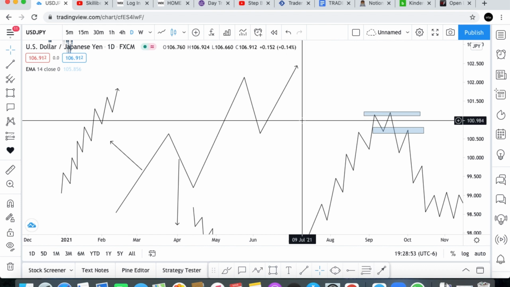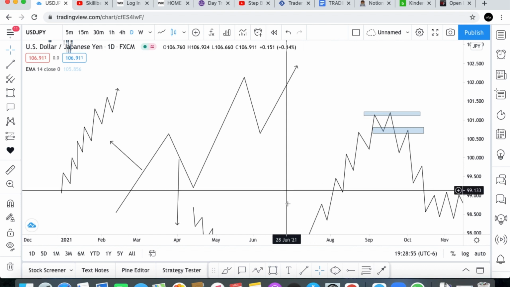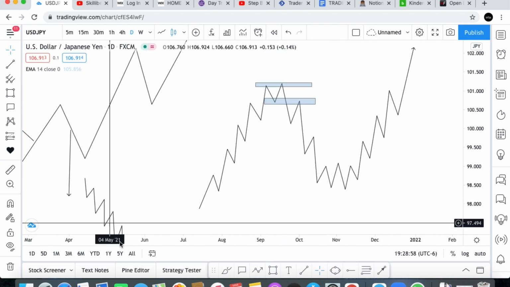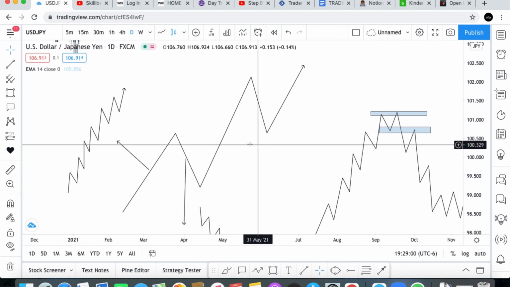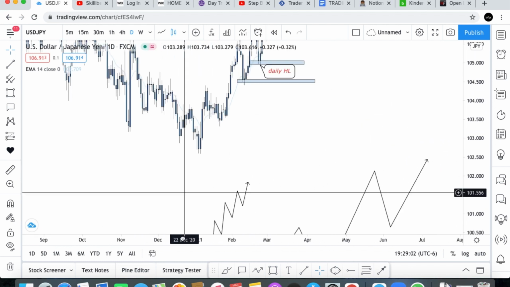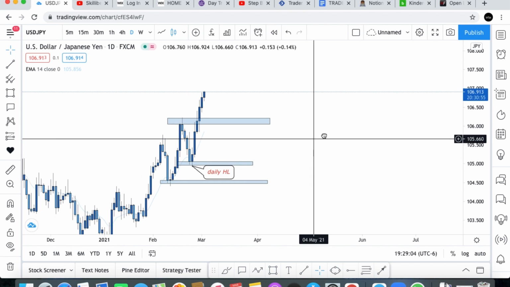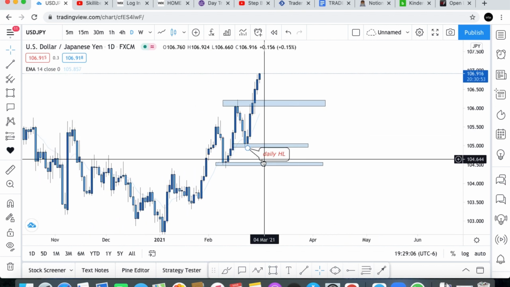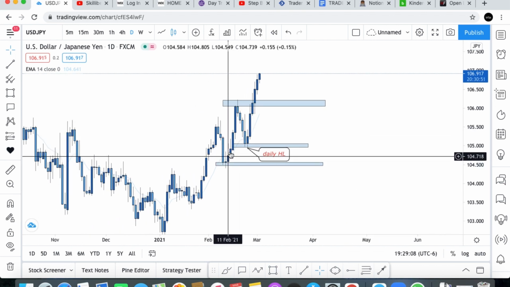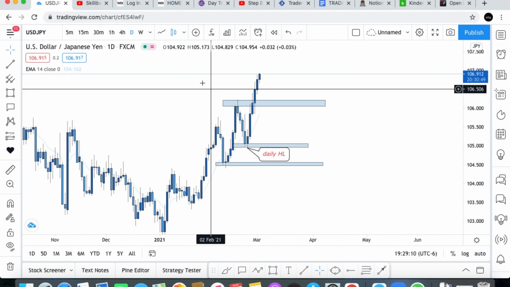So this is how the market moves, guys. This is market structure, right? This is market structure, and if you guys understand that, you guys are on your way. So we're on the live charts now. The market created a higher high and a higher low on the daily time frame.